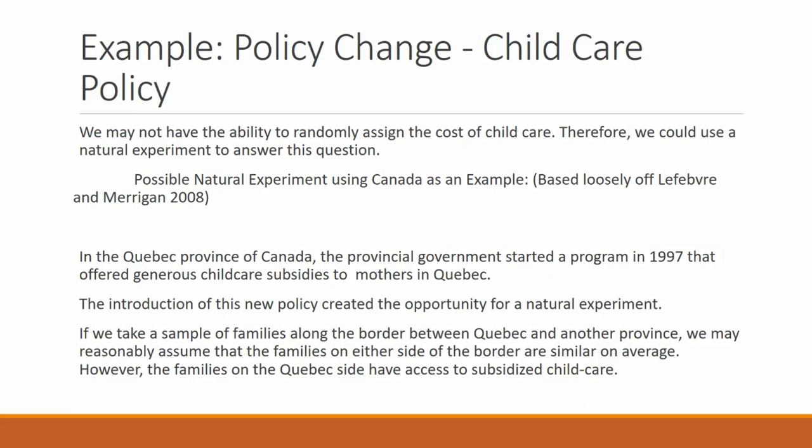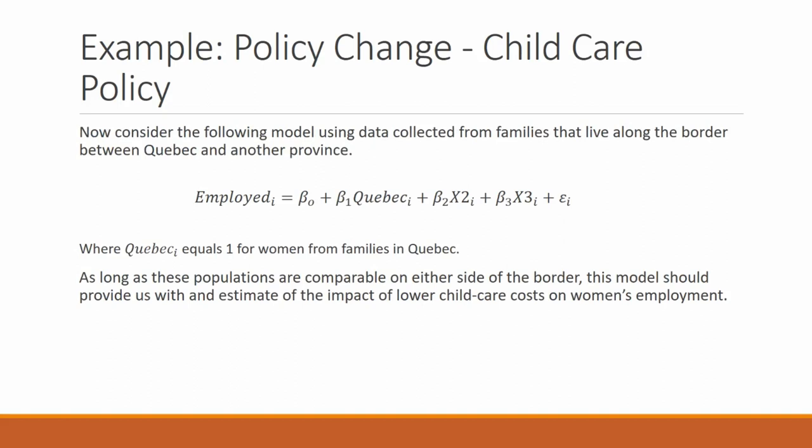However, the families on the Quebec side have access to subsidized childcare, whereas families on the other side of the province do not. We might be able to exploit that difference as a source of exogenous variation in childcare subsidies, childcare costs. So let's reiterate that. Let's imagine that we collect a sample of data from families that live right on the border. These families, because they live right on the border, are very similar. They have very similar demographic characteristics, similar cultural characteristics, etc.